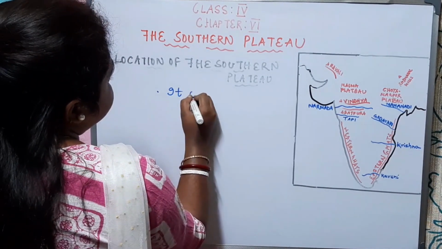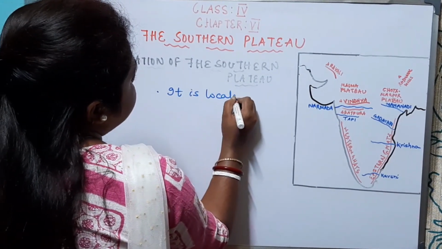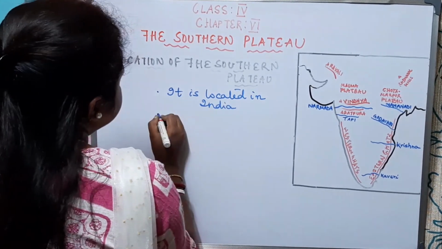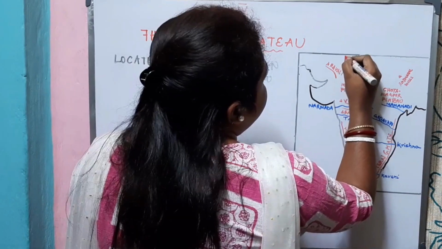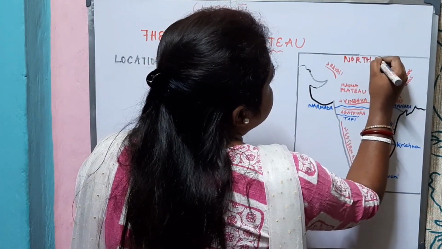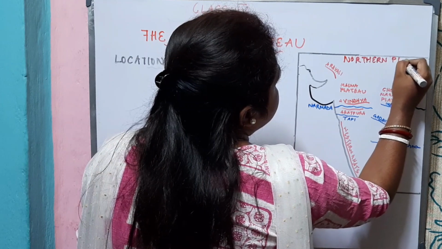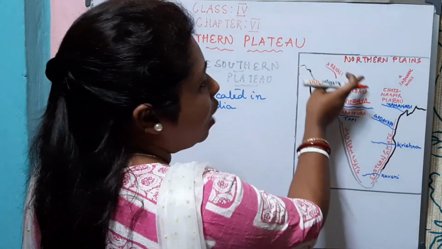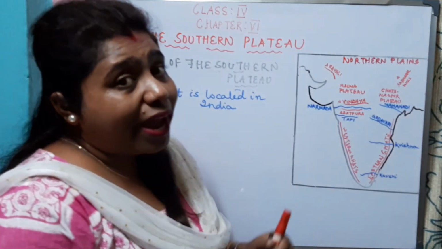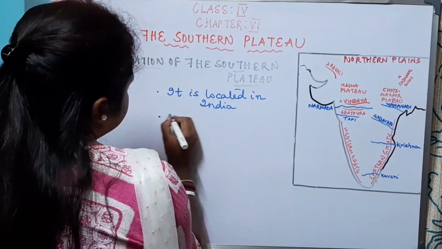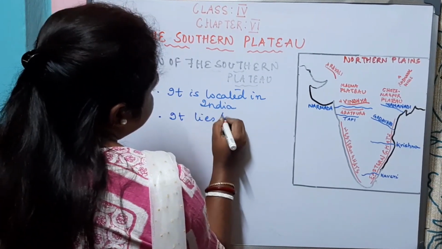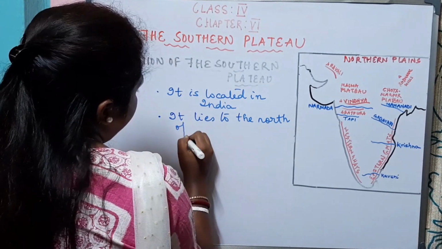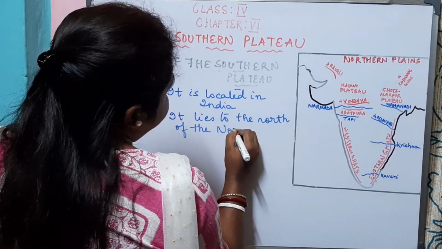It is located in India. What is its exact position? Here is the northern plains, and the Southern Plateau is located to the south of the northern plains. So where does the Southern Plateau lie? It lies to the south of the northern plains.